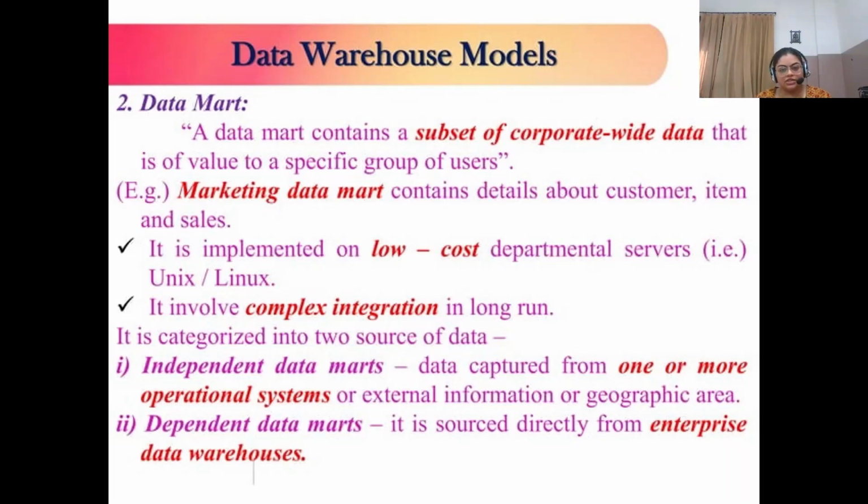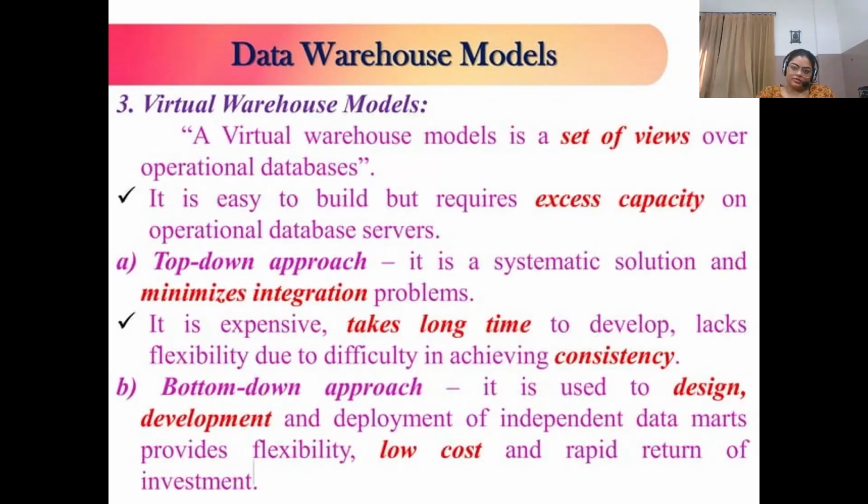It is categorized into two sources of data: independent data marts, with data captured from one or more operational systems or external information on a geographic area. Dependent data marts have a source directly from enterprise data warehouses. So you can categorize these two sources of data as independent data marts and dependent data marts.